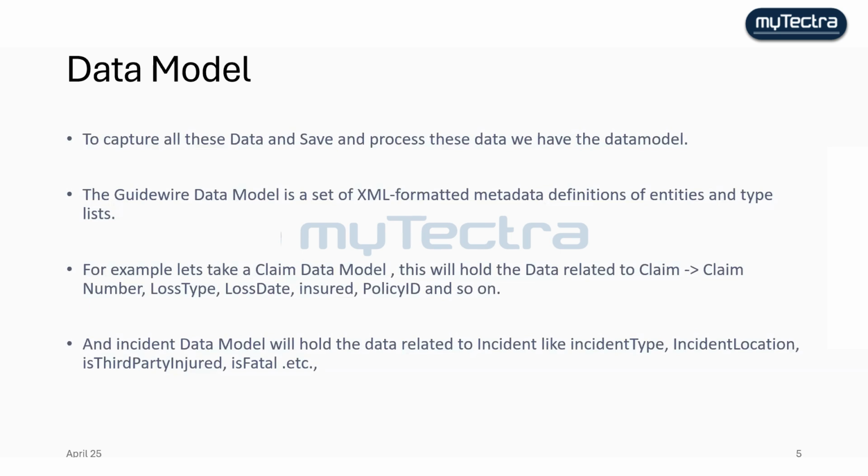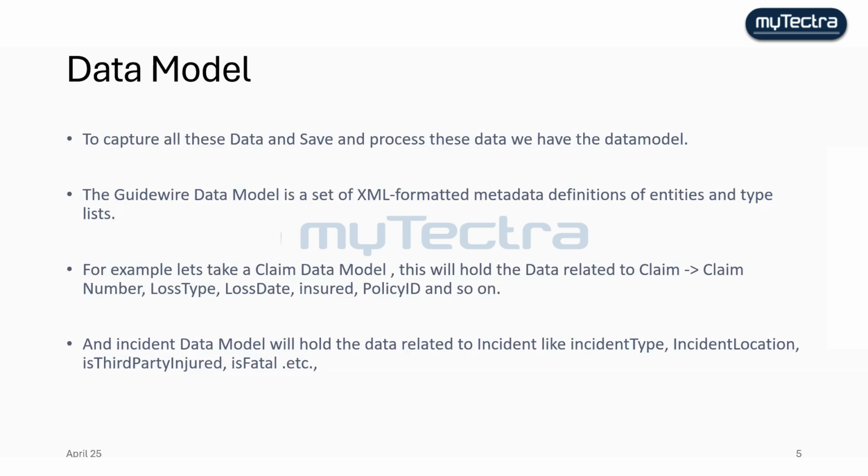So this claim has a wide range of data. Each of this data is represented on the database side as a table and columns. Claim will be a table, correct? Loss date, loss type, LOB, and each of these will be the columns on the table. This is object relational mapping. For you in Guidewire, it's an object.